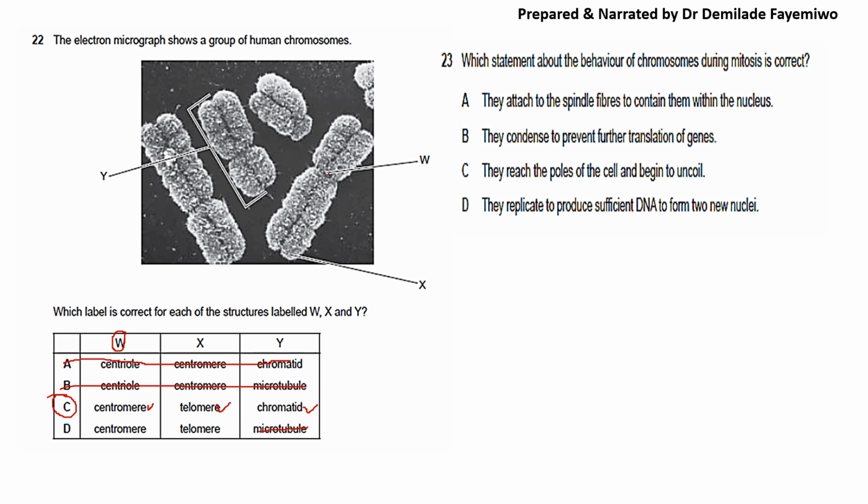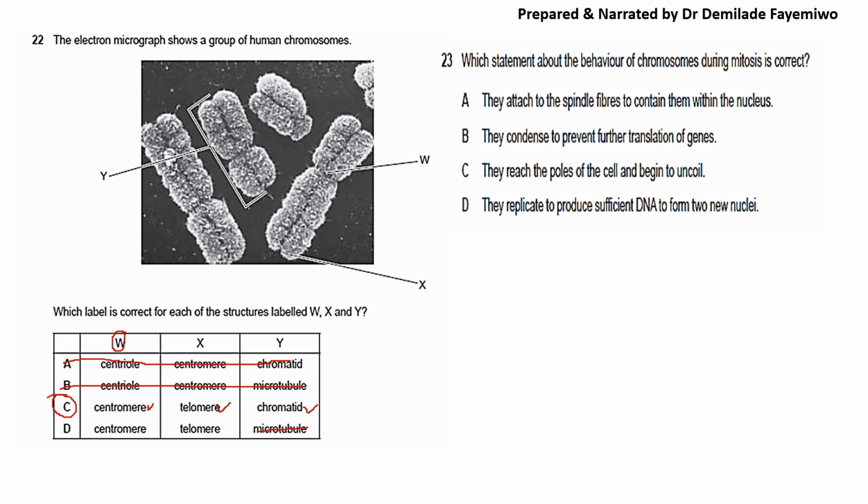Which statement, this is 23, about the behavior of chromosomes during mitosis is correct? They attach to spindle fibers to contain them within the nucleus. They condense to prevent further translation of genes. They reach the poles of the cell and begin to uncoil. They replicate to produce sufficient DNA to form 2 new nuclei.